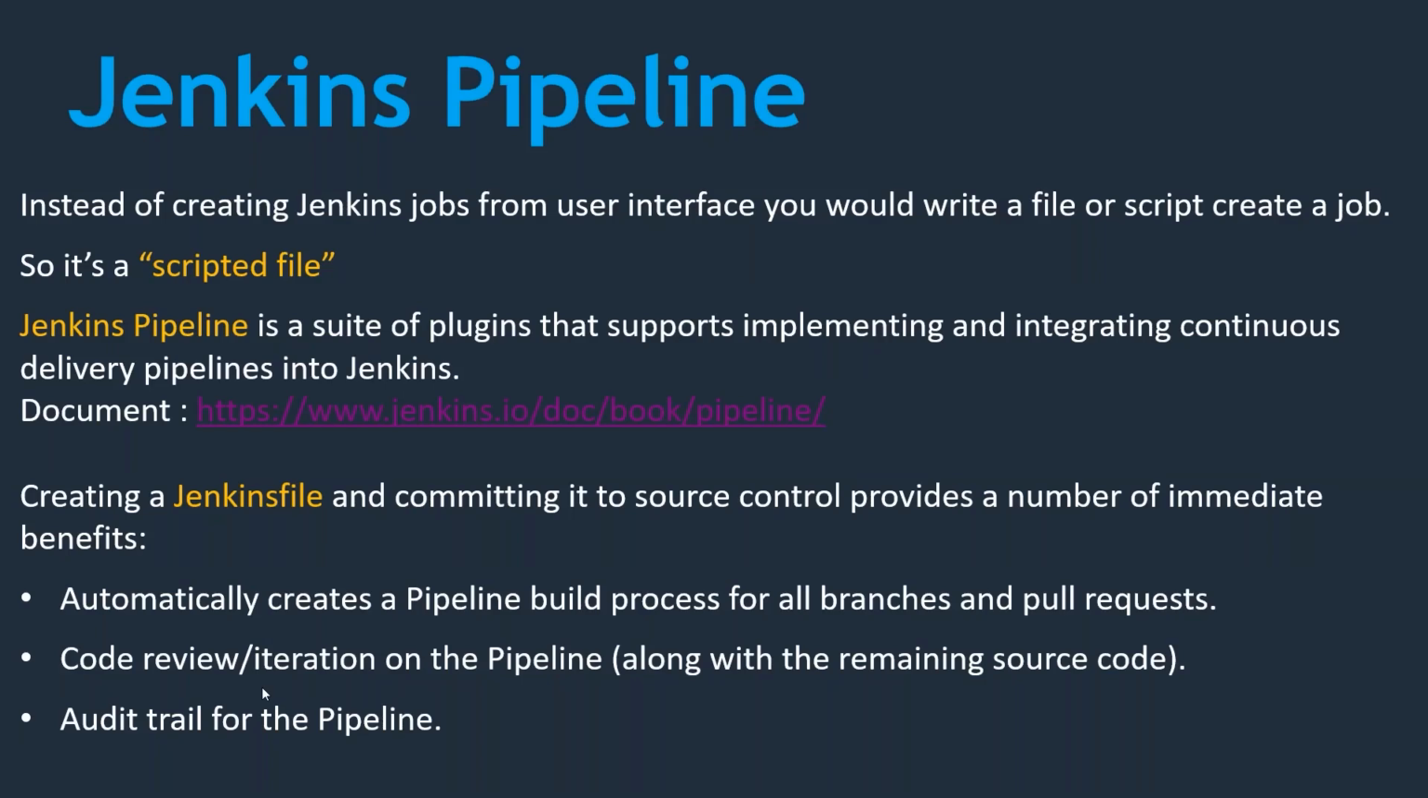Next, code review and iteration on the pipeline. You can review who has done what changes on your Jenkins pipeline also. Maybe today you are giving the Maven goals as clean and install or clean and package. Tomorrow you have changed it to clean and deploy. Why did you change it to clean and deploy? Who has changed it, and what is the purpose? You can understand that. And the audit trail for the pipeline, yes, you can check it out. Who has done those changes, and all the previous versions will also be available. So these are the advantages of using Jenkins pipeline or scripted Jenkins pipeline.